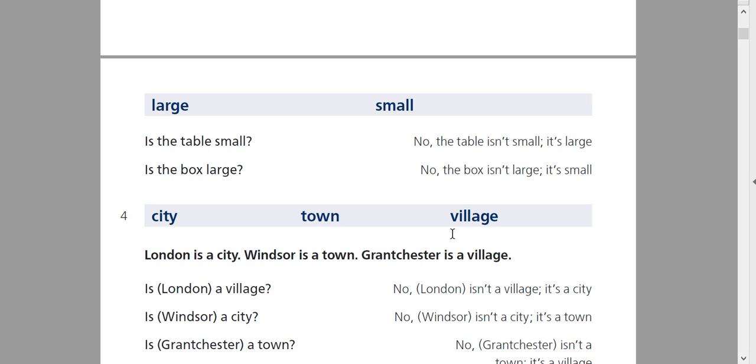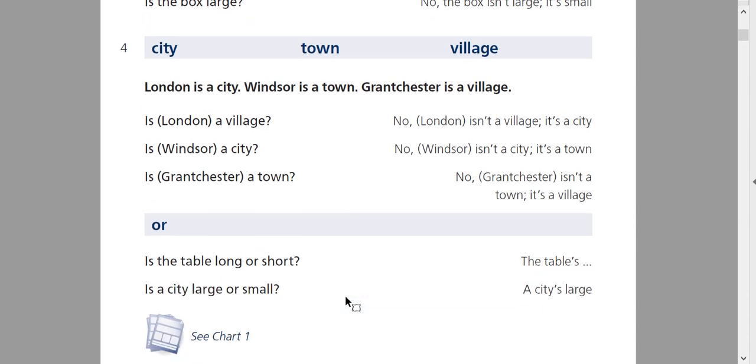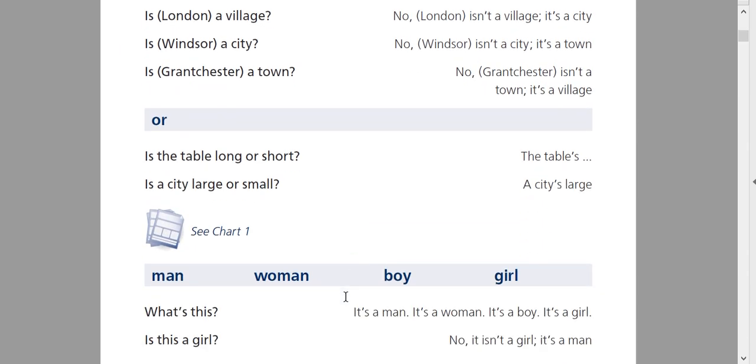Is London a village? No, London isn't a village. It's a city. Is Windsor a city? No, Windsor isn't a city. It's a town. Is Grantchester a town? No, Grantchester isn't a town. It's a village. Or. Is the table long or short? The table's short. Is a city large or small? A city's large. Man, woman, boy, girl.